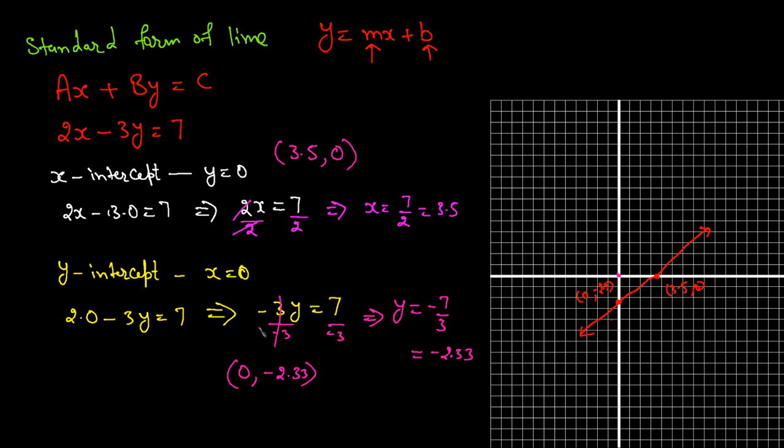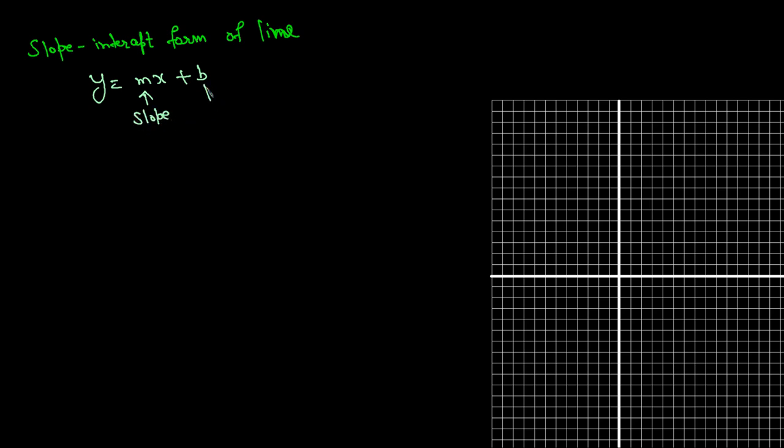And if they give you an equation in slope-intercept form, we can graph that line too. Let me go to the next page. So if the equation of the line is given in slope-intercept form, it's y is equal to mx plus b, where m is called the slope of the line and b over here is called the y-intercept.